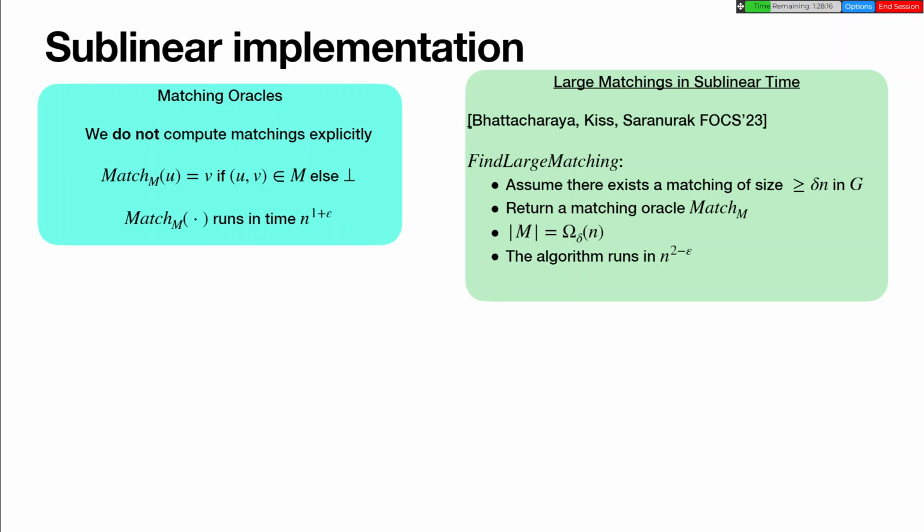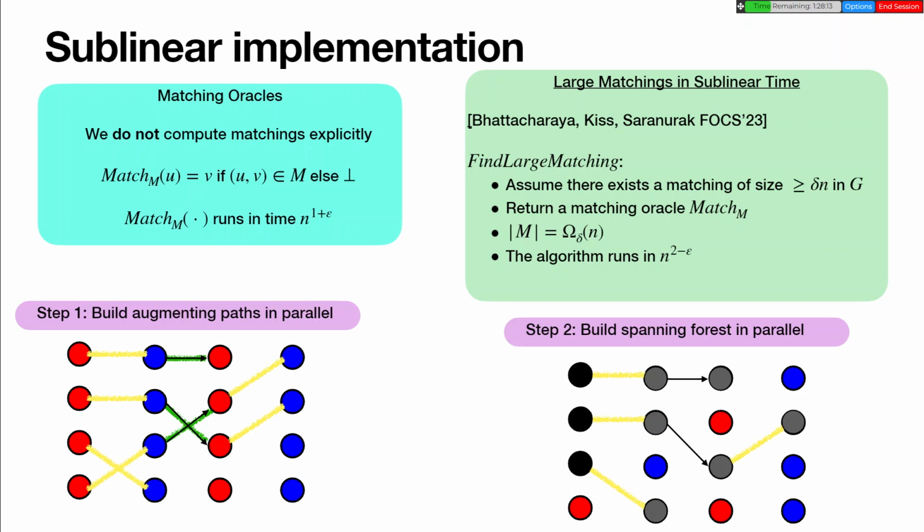So basically, their algorithm finds a pretty large matching in strictly subquadratic time. This is the contribution. And in a nutshell, we use this fast matching algorithm to build augmenting paths in parallel and build spanning forests in parallel and implement our two steps in sublinear time. Now, I won't get into all the nitty-gritty details of how we do this, but you are welcome to read the paper, and especially the technical overview explains all these details in a more understandable fashion. And thanks for listening.